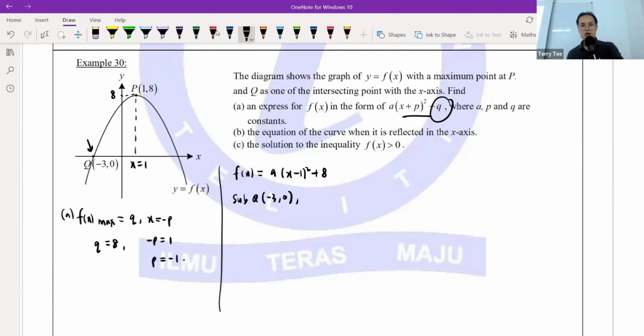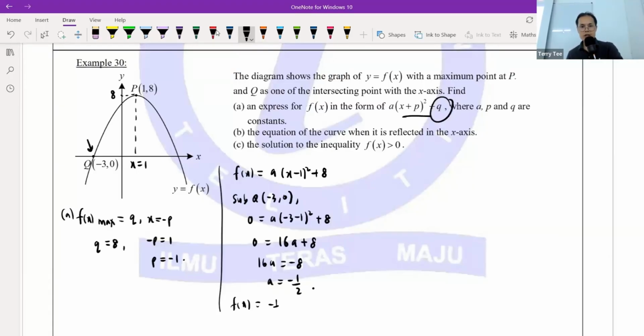So as you sub in, your f(x) or your y is 0. Your x is -3, so (-3 - 1)² a + 8 = 0. Minus 3 minus 1 is -4. (-4)² is 16, so 16a + 8 = 0. 16a is -8. a is -1/2. Right? So it's very long.